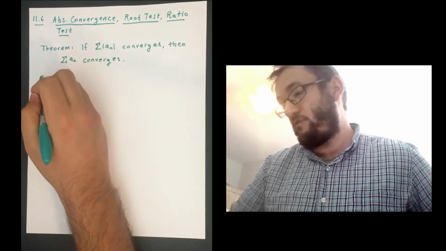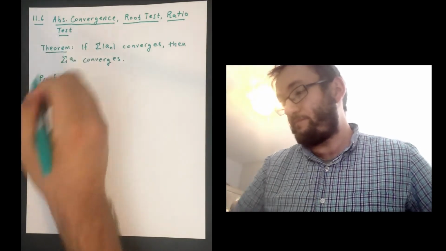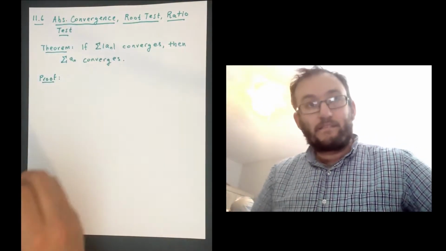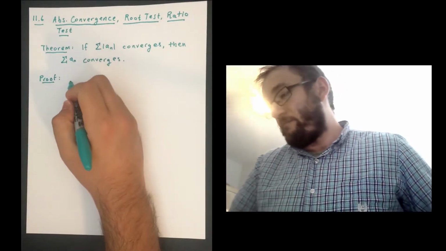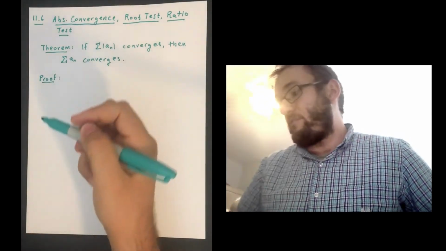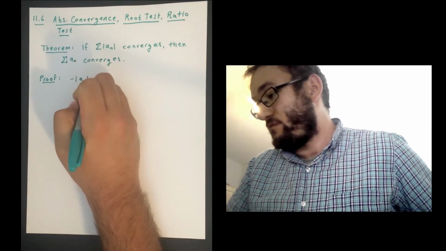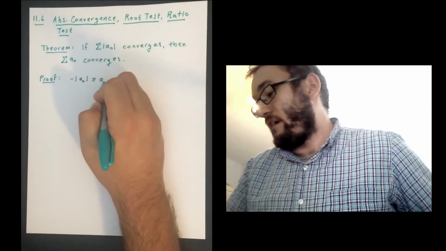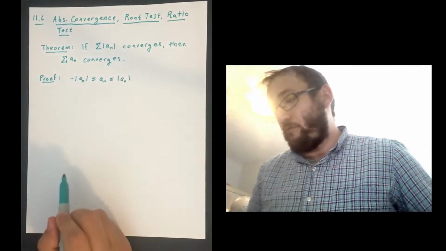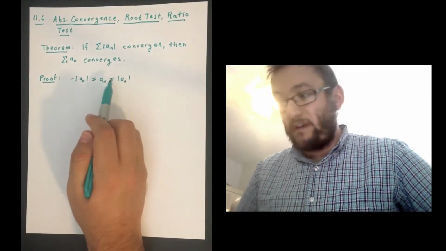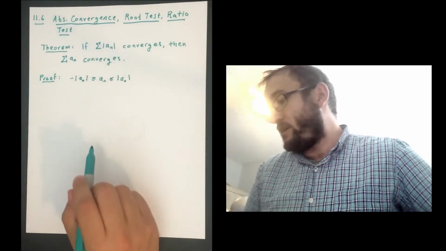Okay, and the proof relies on the comparison test, as you might expect. So one thing that we know about the absolute value is that the negative of the absolute value and the positive of the absolute value bound the true value. And that's because you're either equal to the upper bound or you're equal to the lower bound. It's one of those two places. Either way, this is satisfied.